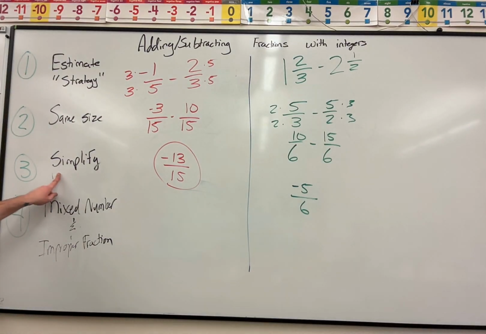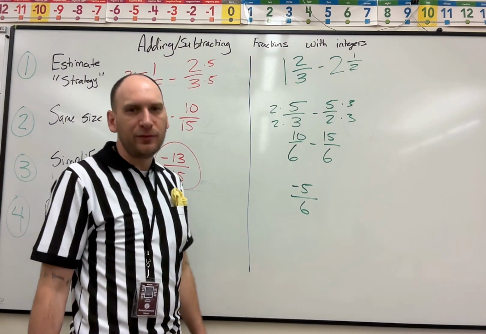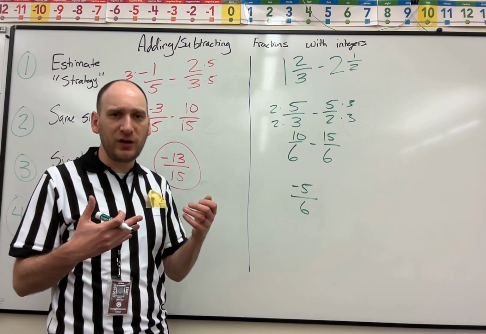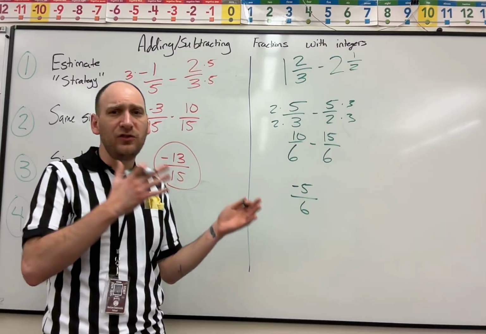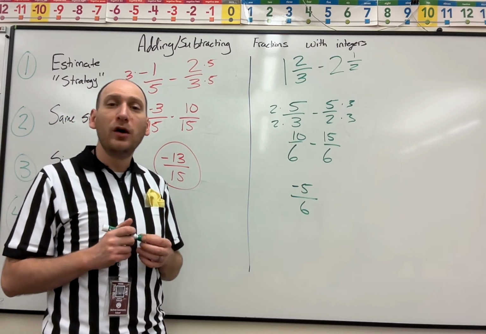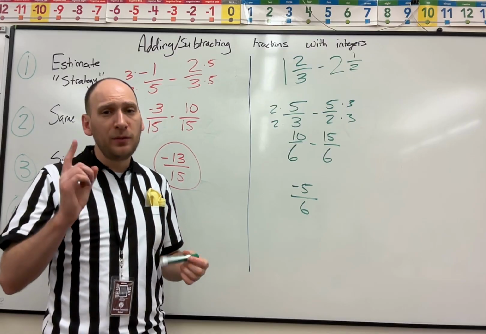I do not need to simplify because it's already in simplest form. And I do not need to convert it between a mixed number and an improper because this is a proper fraction. So there you have mixing a bunch of skills together into adding and subtracting fractions with integers mixed in. Of course, if you have questions, please let me know.